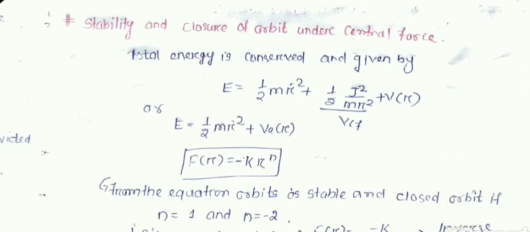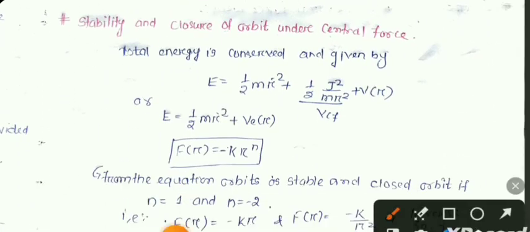Now we are going to discuss the stability and closure of orbits under central force. How can we know whether the orbit of a particle moving under a central force exists? By knowing this concept, we know the possible values of n which determine the possibility of the orbit. Total energy is conserved.